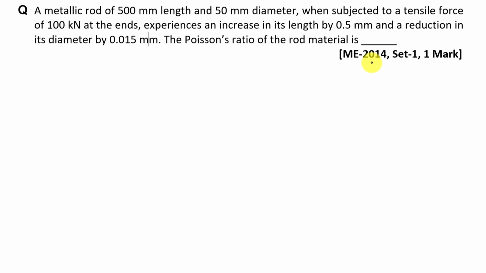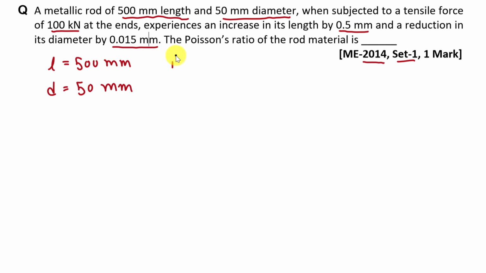Now the next question is from year 2014, set 1. A metallic rod of 500 mm length and 50 mm diameter, when subjected to a tensile force of 100 kN at the ends, experience an increase in length by 0.5 mm and a reduction in its diameter by 0.015 mm. Means here initial length is given, that is 500 mm, initial diameter is given, that is 50 mm.